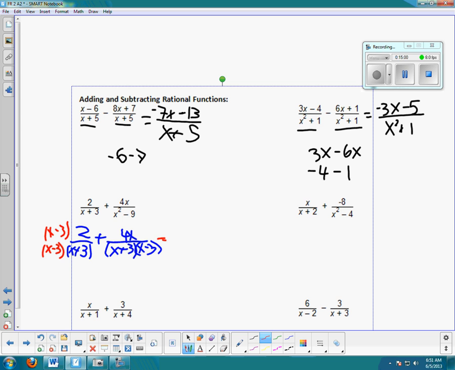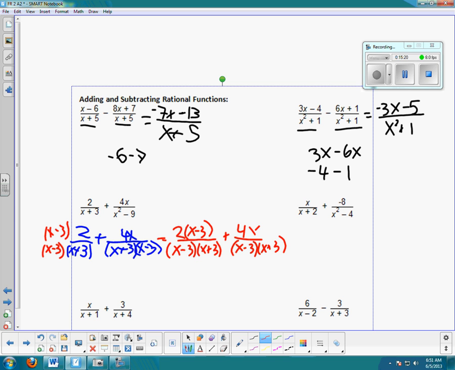So if we do that, then that first fraction, 2 times x minus 3, now gets the same exact bottom, x minus 3 times x plus 3, plus 4x over x minus 3, x plus 3. Once the bottoms are the same, you can do what we did for the top.